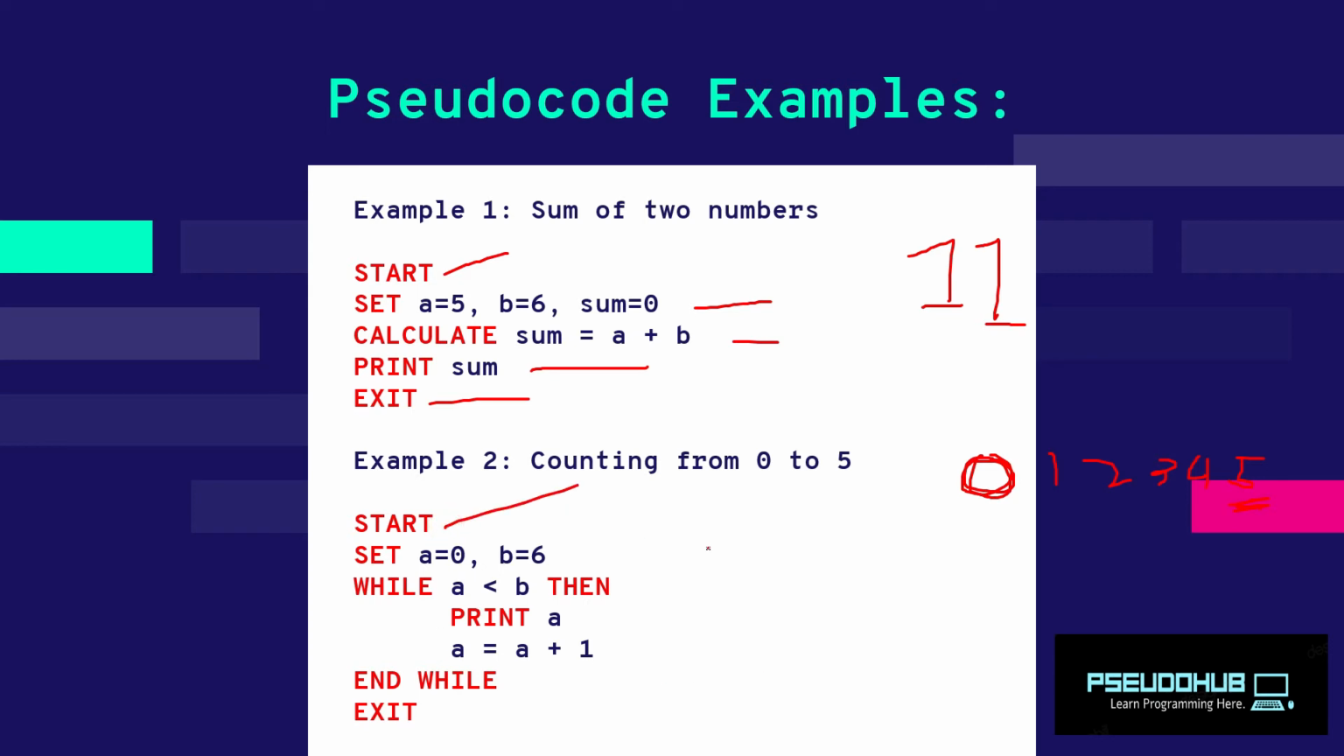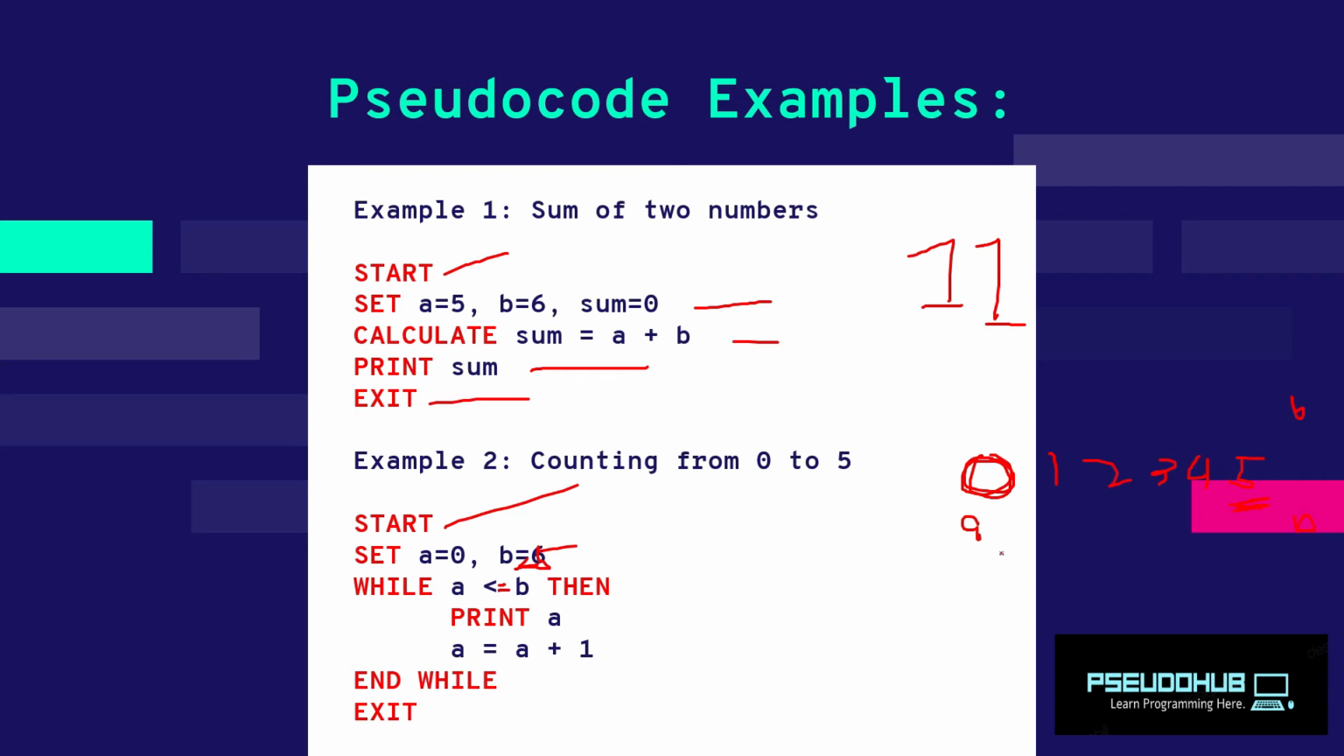So again, we start, because that's where our program begins, and then we set values. A is 0, the starting point. B equals 6. I put 6 because it should be between 0 and 6. So B is just the limit, because before 6, it should stop. You can also put 5 here. If you want, you can make it 5, no problem. Just change the condition to less than or equal so that it stops at 5.